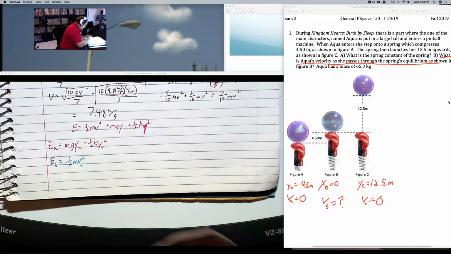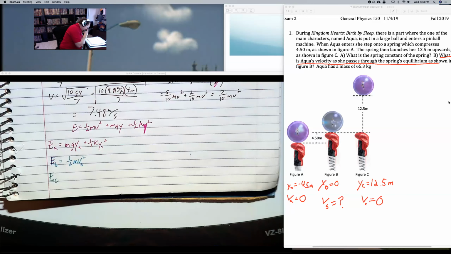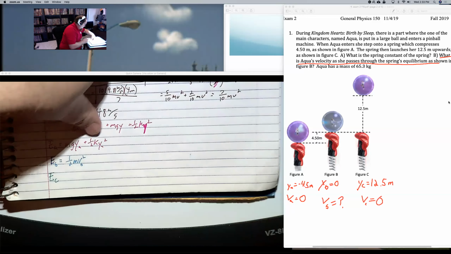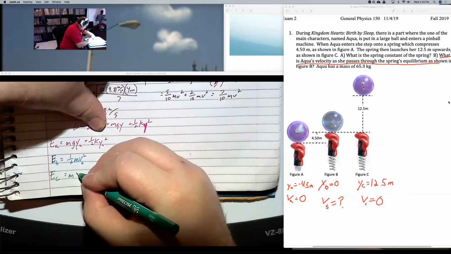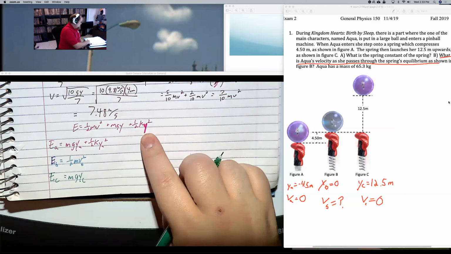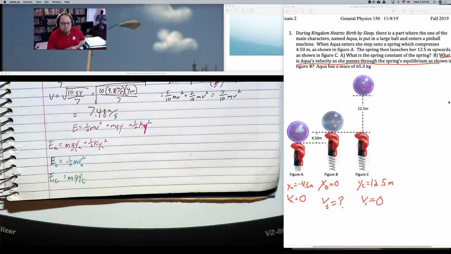That just leaves my energy at C. At C, my velocity is 0, so this term goes away. And logically, I should have this ky squared term too. But let's just look at the spring. The spring isn't doing anything at C. Once this gets launched up, the spring is just still sitting there. And since the spring isn't doing anything at C, I'm not going to include it.